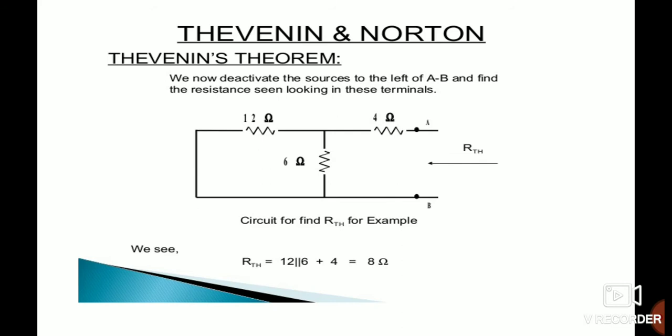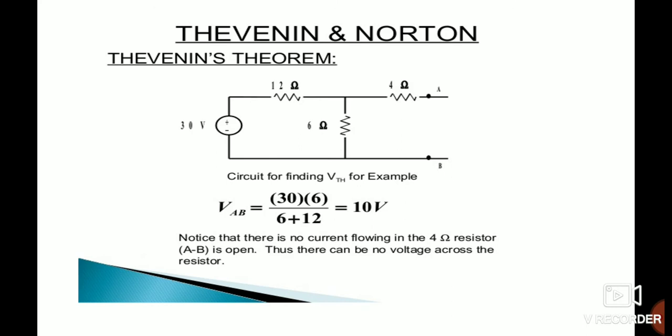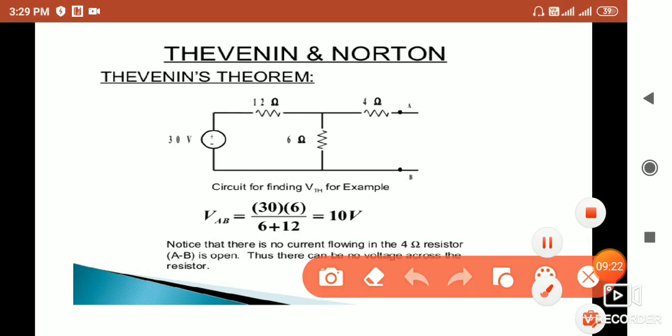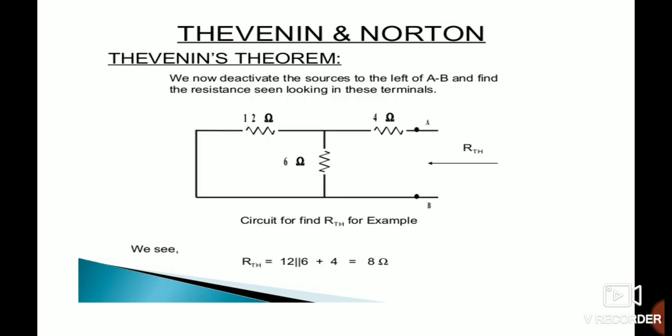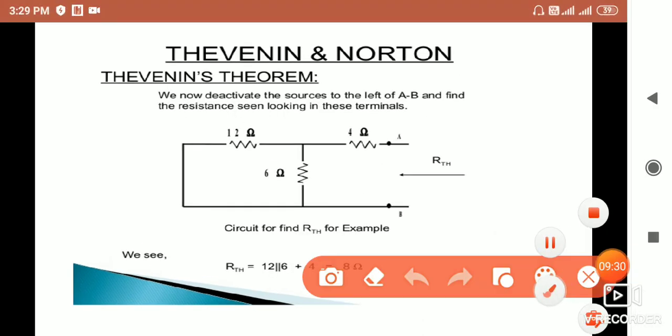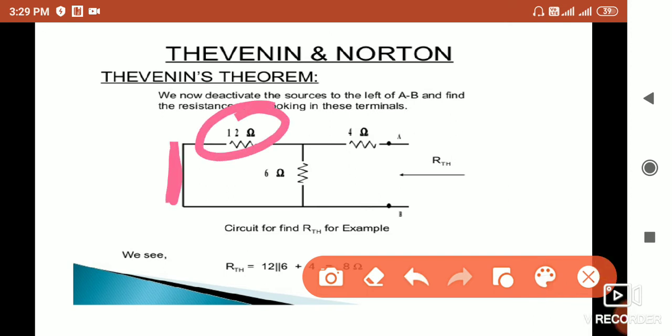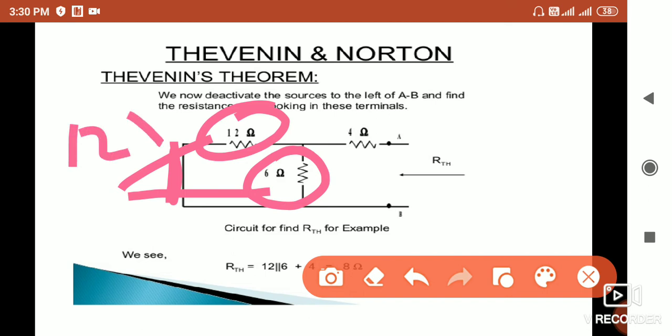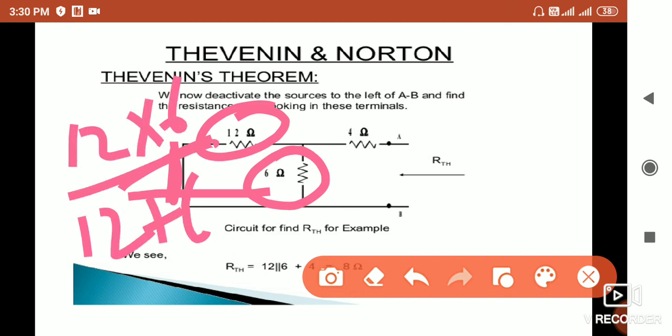So for RTH, here is the voltage source. We can replace this voltage source, 30 volt, with a short circuit. So easily you can see that here is the short circuit, and due to the short circuit, this 12 ohm and this 6 ohm will be in parallel. This is the parallel combination to find the equivalent resistance of 12 and 6 ohm. This will be 12 into 6 upon 12 plus 6, that will be 4 ohm.